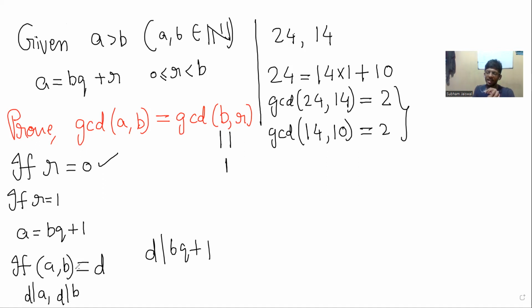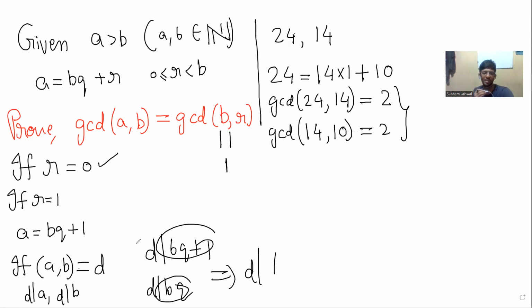Yes, D divides B, right? So D has to divide 1 also. D divides B, D divides BQ, right? So D must divide 1, because if it divides this and divides this, it has to divide the difference. Okay, good. This is the only way to do this. D has to divide A and D divides B. That's the definition of GCD, at least the common divisor.